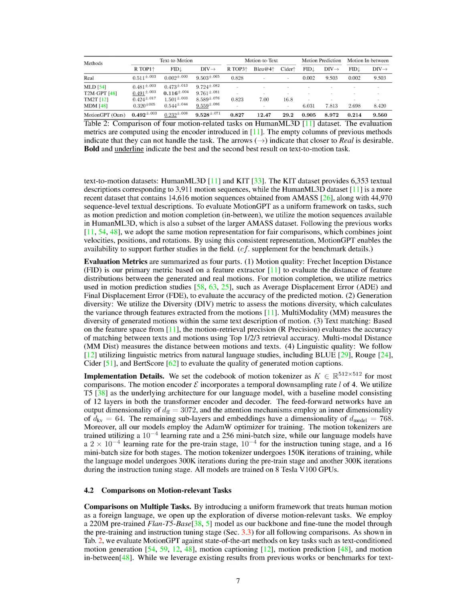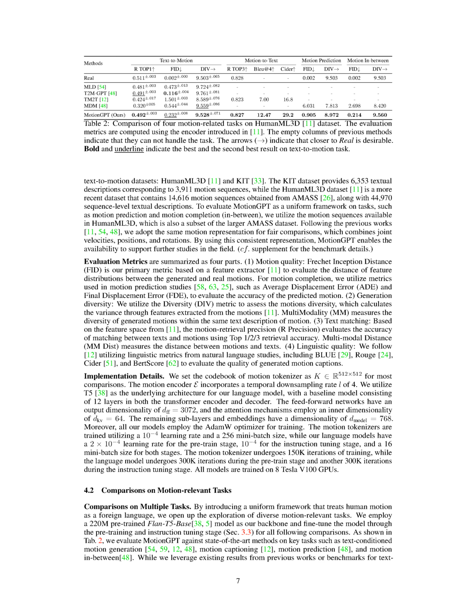Implementation details. Our motion tokenizer codebook, K in R, 512 x 512, was used for most of our comparisons. The motion encoder, E, uses a temporal downsampling rate of 4. Our language model is based on the T5 architecture, and our baseline model consists of 12 layers in both the encoder and decoder. The output size of our feed-forward networks is d_ff equals 3072, and the attention mechanisms have an inner dimension of d_kv equals 64. The other sub-layers and embeddings have a size of d_model equals 768.